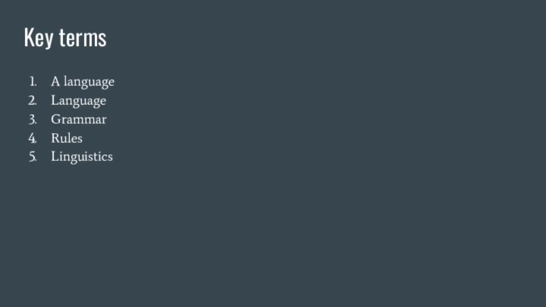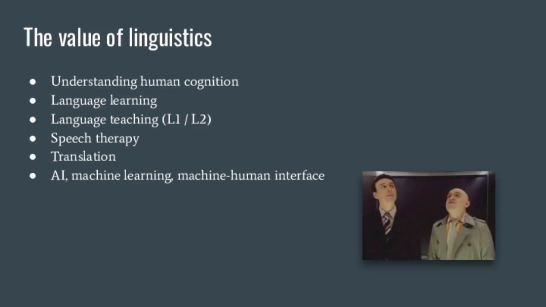Just finally, what's the value of all this? The study of linguistics is a gateway to understanding human cognition, human psychology, mental processing of not only language but concepts in the mind and brain. It's important for language learning and teaching, foreign languages. It's important for speech therapy, for translation, if you want software that can do a good job of translating languages. It's for AI and machine learning and machine-human interface.